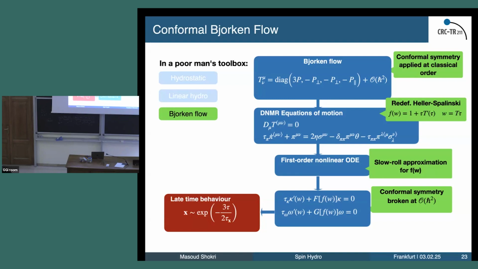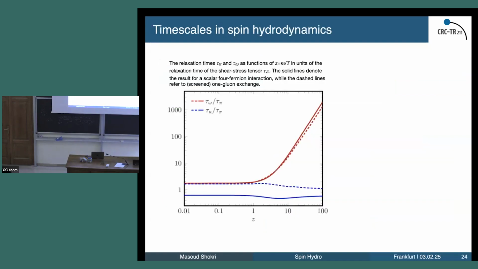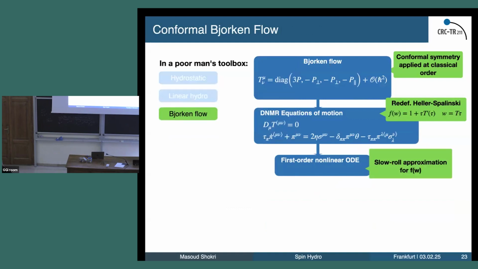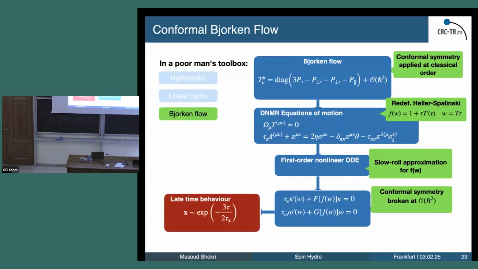And this late time behavior is exactly what you asked. This is exactly the behavior of the longitudinal waves. So it means that these relaxation times are not only damping the linear waves, but also the nonlinear Bjorken perturbations.